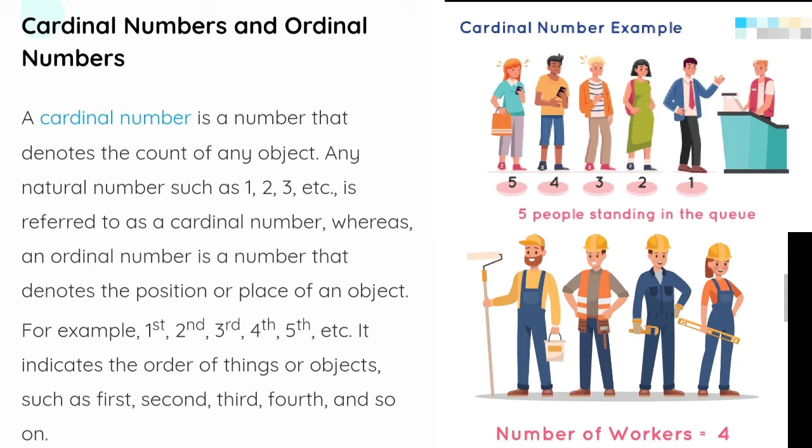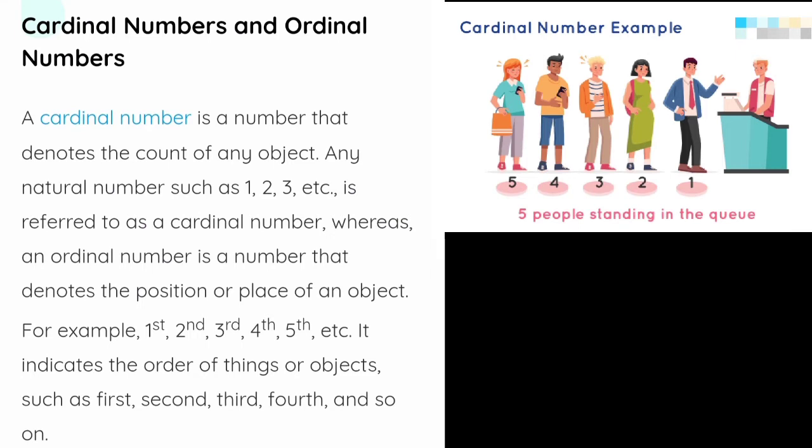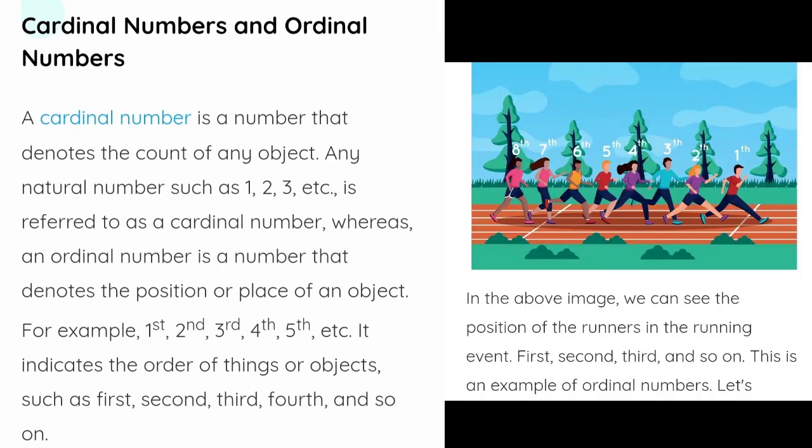Next we'll see ordinal numbers. An ordinal number is a number that denotes the position or place of an object. For example, first, second, third, fourth, fifth, etc. That means it shows the position where it is standing, where it is located. It indicates the order of things or objects, in which order it is located. Order means its place, such as first, second, third, fourth, and so on.